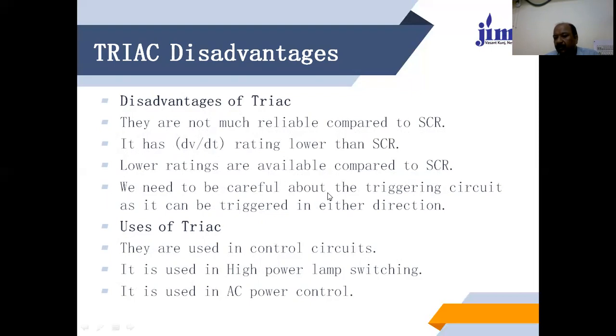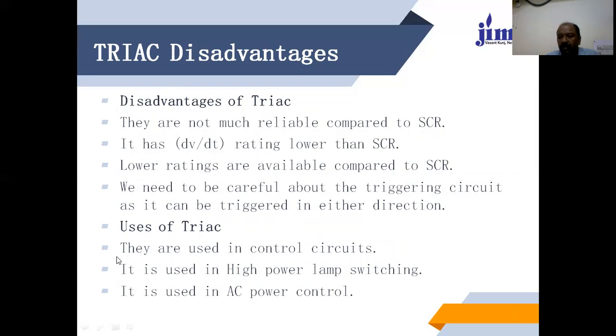We need to be careful about the triggering circuit as it can be triggered in either direction. So the triggering circuit must be designed carefully so that the trigger is taken in a particular direction. Whenever we have to operate the device in the positive half, it will operate in the positive half. Whenever we are required to operate in the negative half, it will operate in the negative half. But it must never happen that the positive half and the negative half signals come directly to the device, otherwise the device can fail. So those are the disadvantages of the triac.